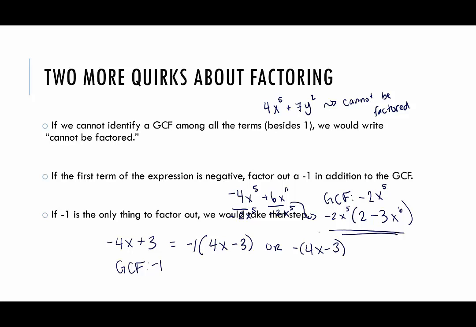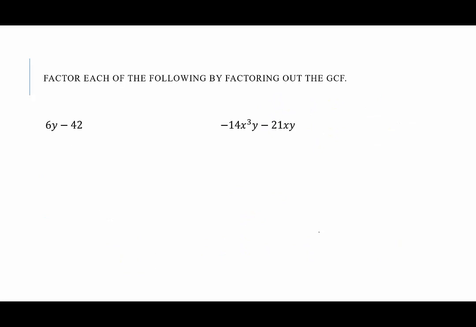1 is the multiplicative identity. So either way, if you want to keep it, you can, to say this is going to be the negative of this binomial, or you can just write the negative. All right, let's look at some examples.